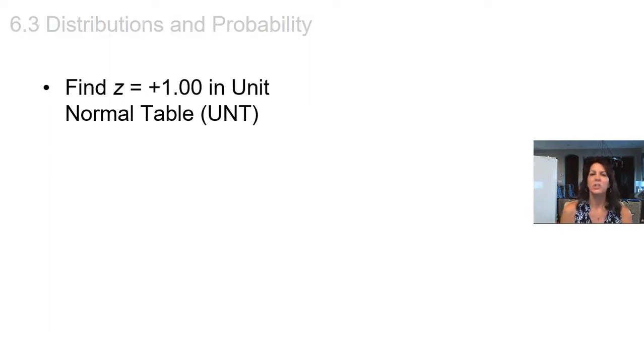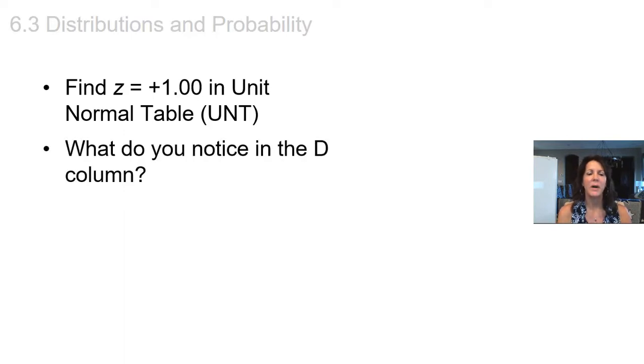So what I want you to do, you have your unit normal table, hopefully by now. I want you to find a z of plus 1 in the unit normal table. Now again, it's not going to say plus 1 because it shows 1 whether it's plus or minus. Just find a z of 1. Then I want you to tell me what you notice in the column D.